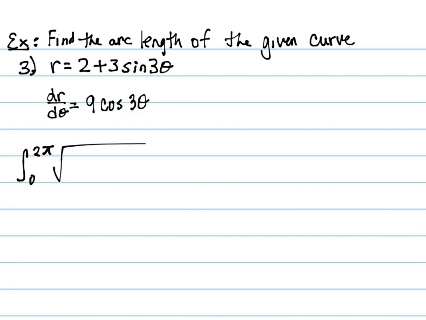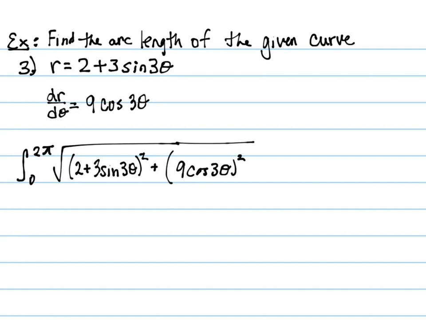And we have the square root of the original function, 2 plus 3 sine of 3 theta squared, plus the derivative that we just found, 9 cosine of 3 theta squared, d theta. And we're going to clean up as much as we can, all right?